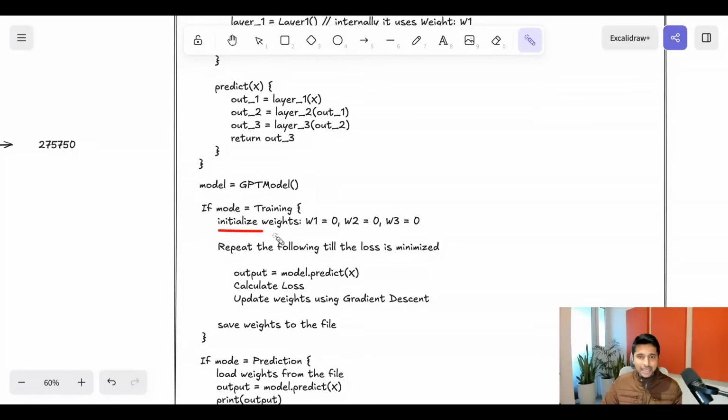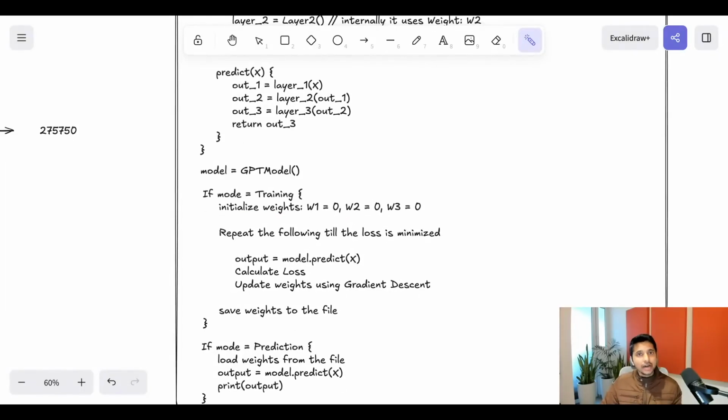So first we initialize with 0, 0, 0, and after the training process we get some really good, optimized values of w1, w2, w3, right? And then we save them to a file, parameters.bin. So those numbers are saved in the parameters.bin in this model that I have shown you.